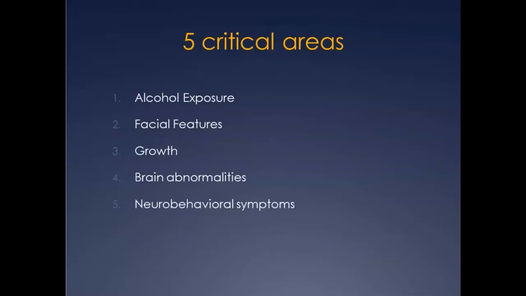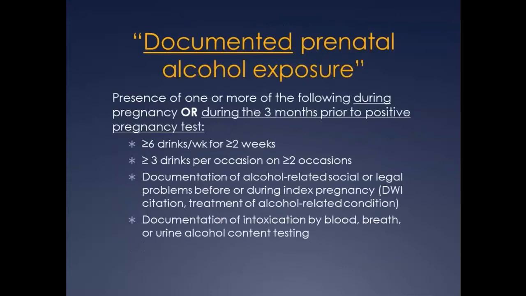And we're going to walk through each of these so that people have an idea of what is looked at when you make a diagnosis. So the first thing is we look at the alcohol exposure itself. And when we're thinking about diagnosis, alcohol exposure is either documented or undocumented. So documented is alcohol exposure that has been disclosed by the biologic mother, that has been shared in a medical record, or that somebody has witnessed during the pregnancy or during the 3 months prior to a positive pregnancy test.